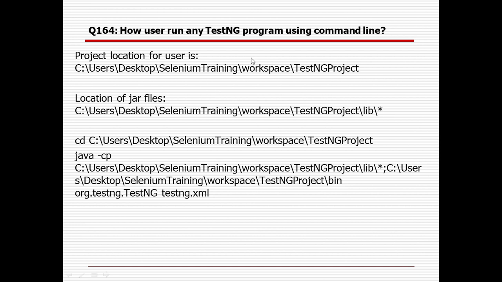Once you know the path of the project and the jar files, you need to go to the path using cd. Once you are in the path, type java space hyphen cp, then provide the path of the library jar files, then a semicolon, and again give the path of the project, and then bin. Then the syntax will be org.testng.TestNG and then testng.xml. If you run that program, you can run your project from the workspace.